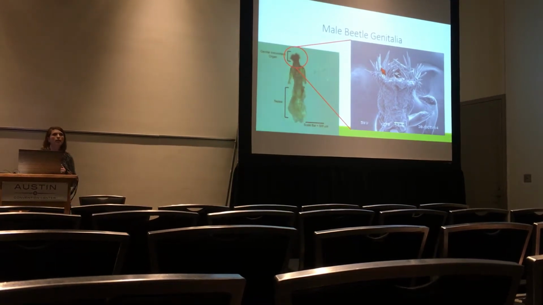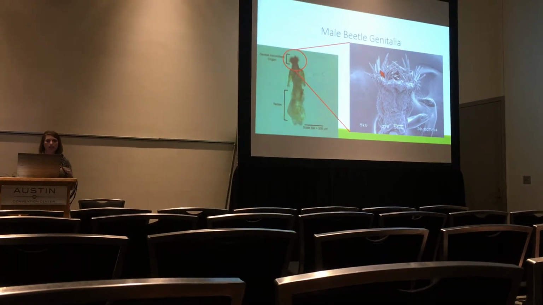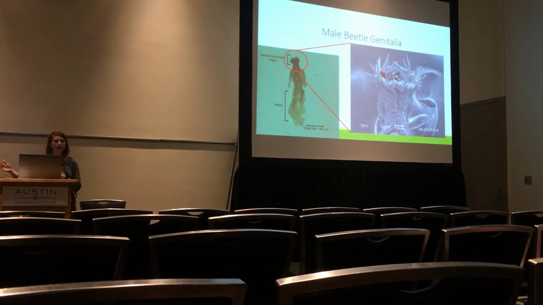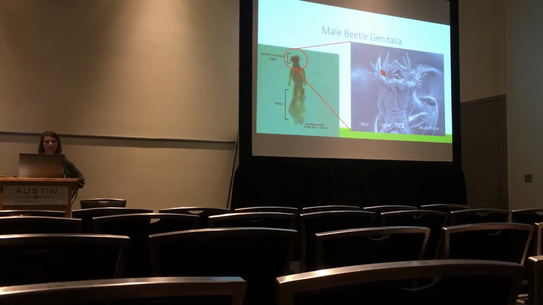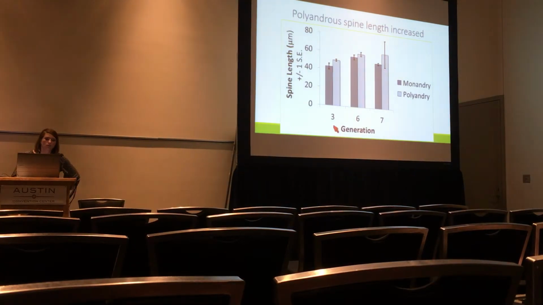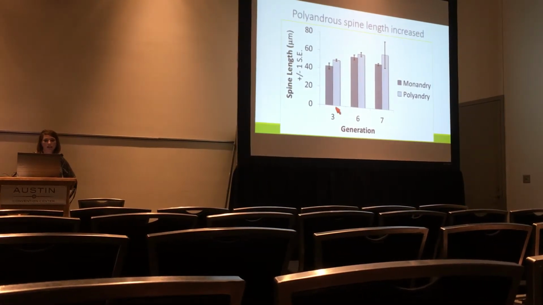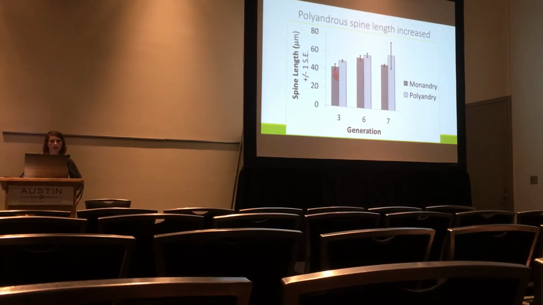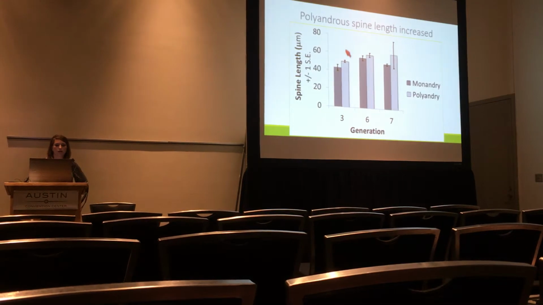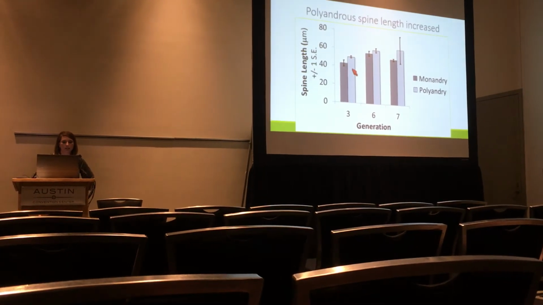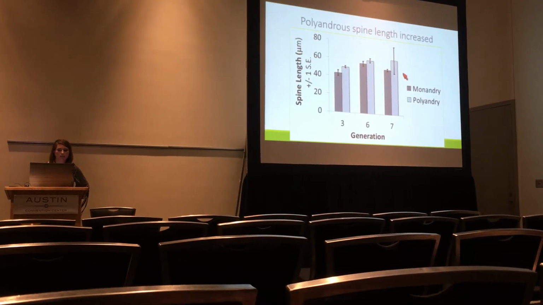Now this particular data that I'm going to show you was part of a much larger data set, and in fact was sort of a byproduct. So unfortunately I don't have data from each and every generation, but I do have snapshots. So in generation 3, the light gray bar is the polyandry treatment, and the dark gray is monandry. In generation 3, we already saw an increase in the spine length, and in fact it increased to generation 7.